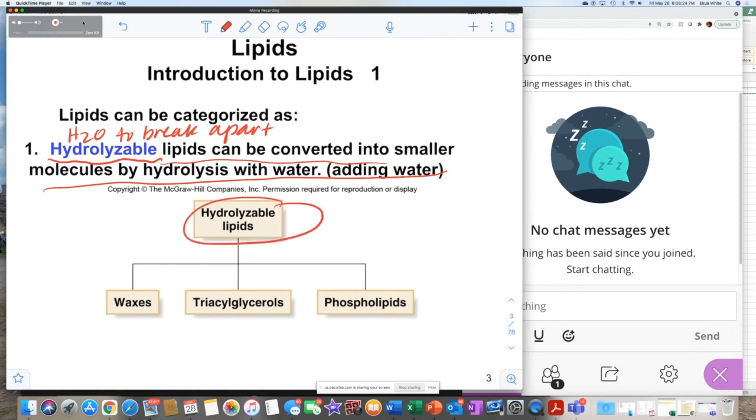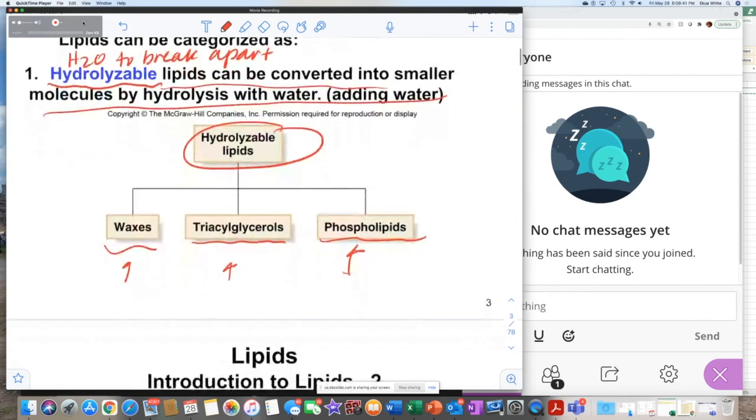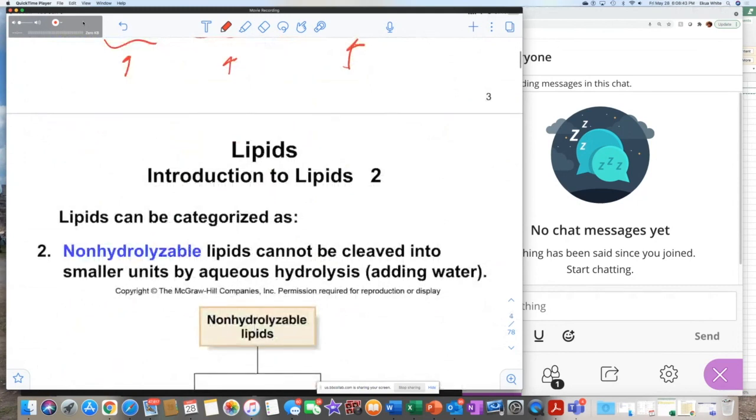We have three categories. We have waxes, triacylglycerol, phospholipids. Okay, and we're going to go through and study each section at a time. Remember, all of these three are hydrolyzable. So if you want to break them down, all you need is water and some kind of catalyst, and you can break this down. Okay, before I get to the categories, we need to talk about the non-hydrolyzable lipids.